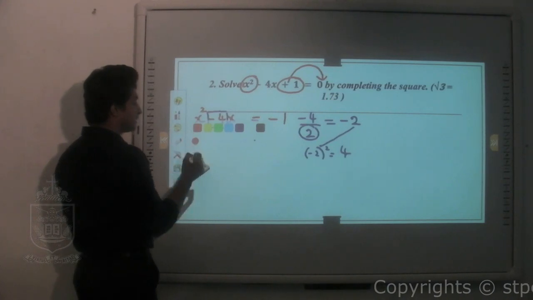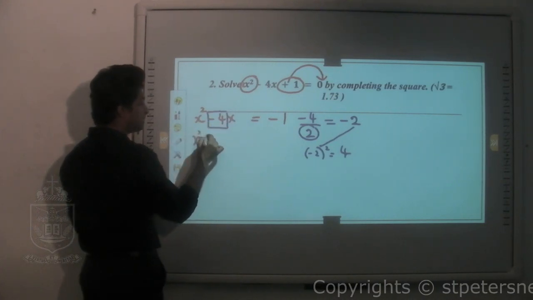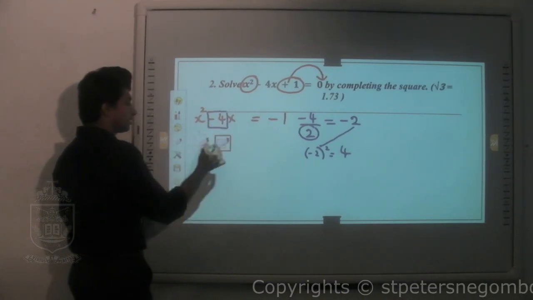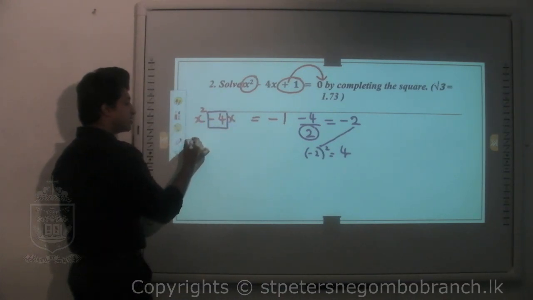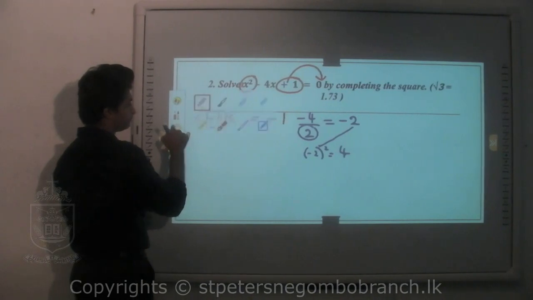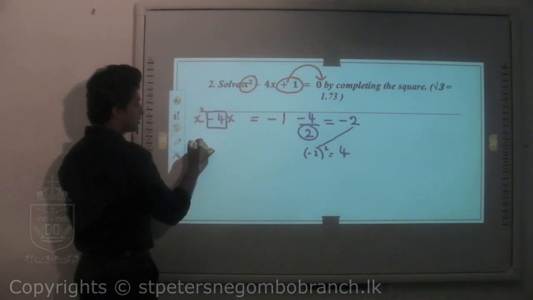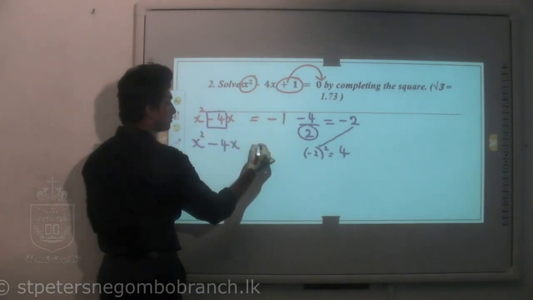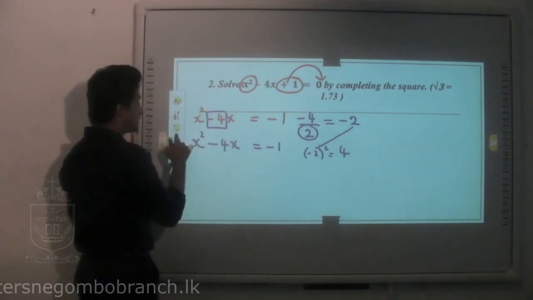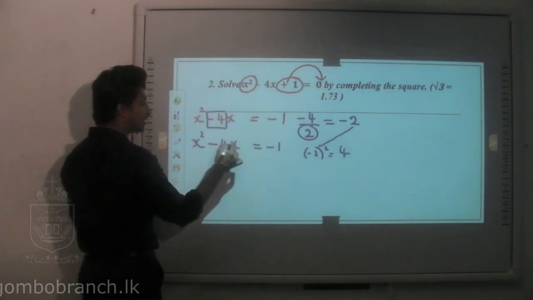That is, I have x squared minus 4x on this side, and from the other side you have minus 1. So to both sides I am going to add that plus 4.